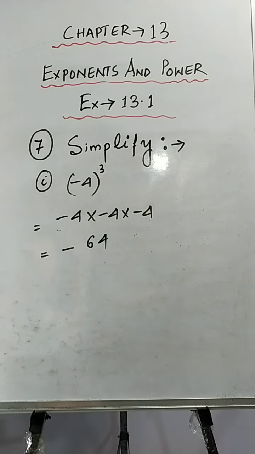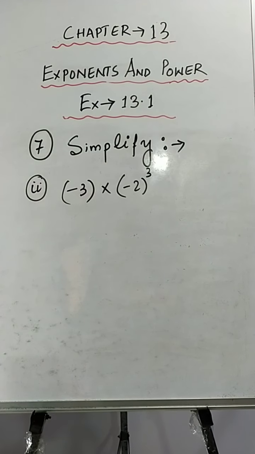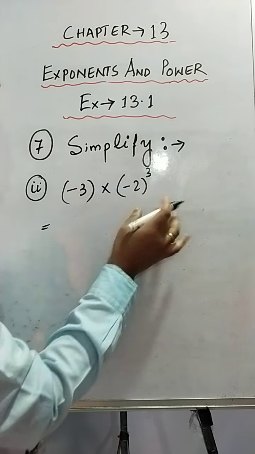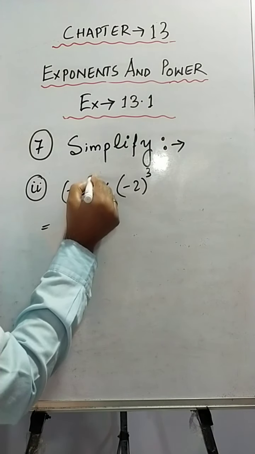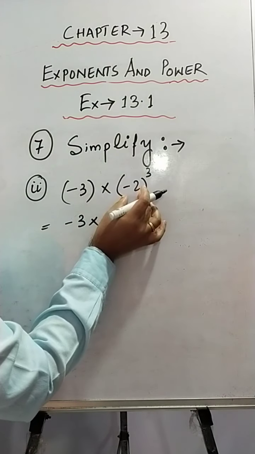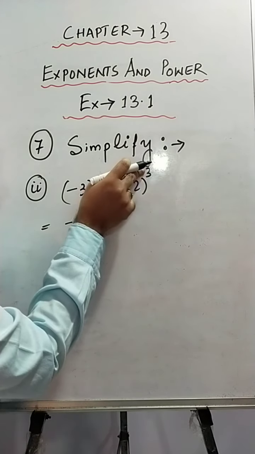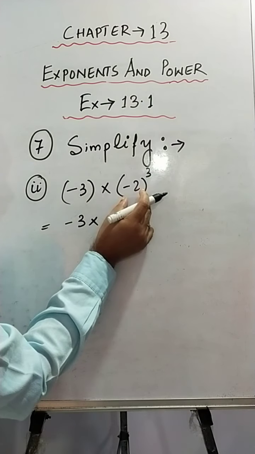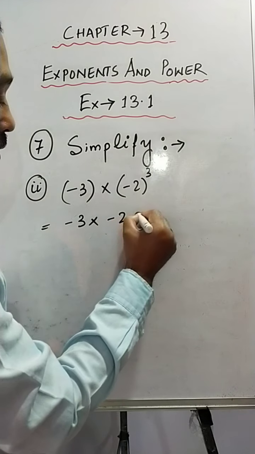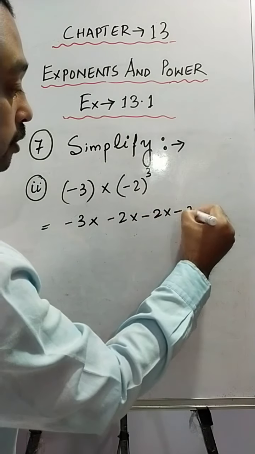Now let's move on to sum number 2. The first thing is to expand this form. How many times is minus 2 there? No exponential value on the outside, that means only one time. What is the base? Minus 2. What is the exponent? 3. So how many times do we have to multiply this minus 2? 3 times, because 3 is written here. So minus 2 into minus 2 into minus 2.